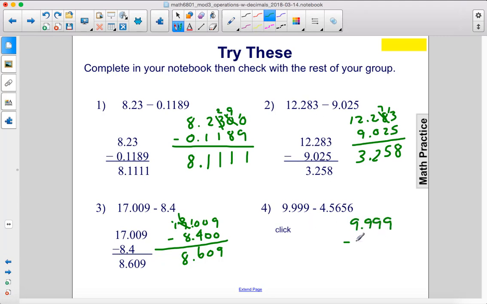Alright, and finally, we have 9.999 minus 4.5656. Alright, so we're going to need to put a 0 here and borrow a number from that 9. Well, that goes down to 8, and this becomes a 10. 10 minus 6 is 4. 8 minus 5 is 3. 9 minus 6 is 3. 9 minus 5 is 4. And 9 minus 4 is 5.